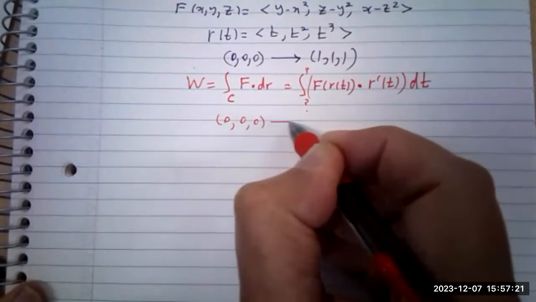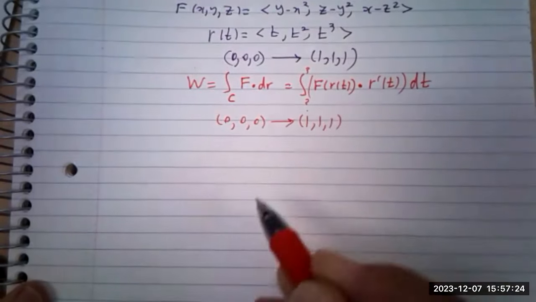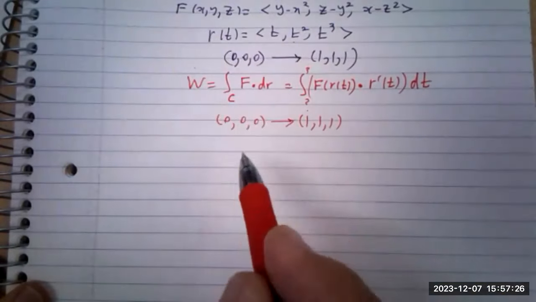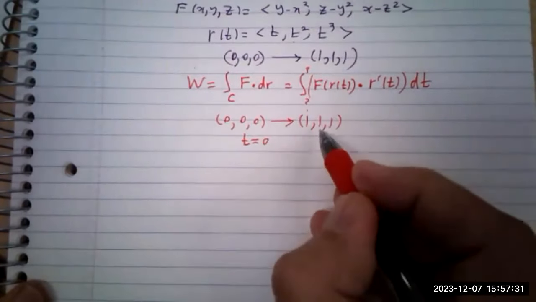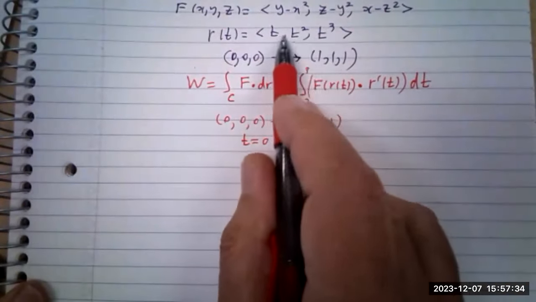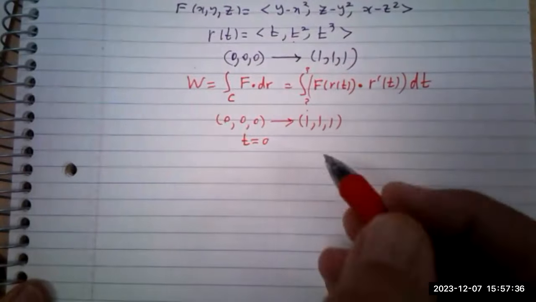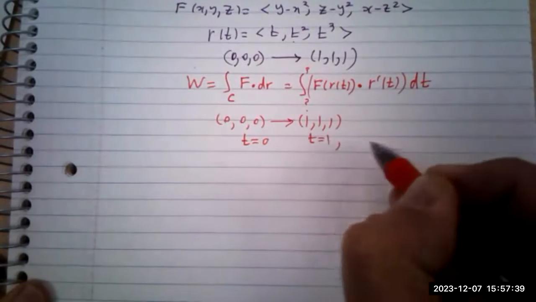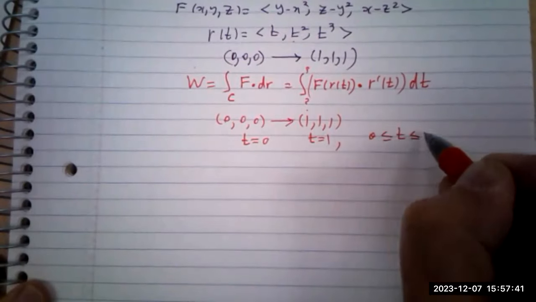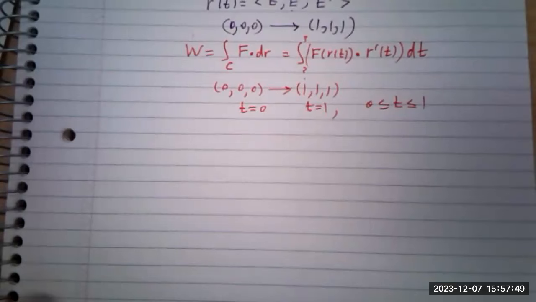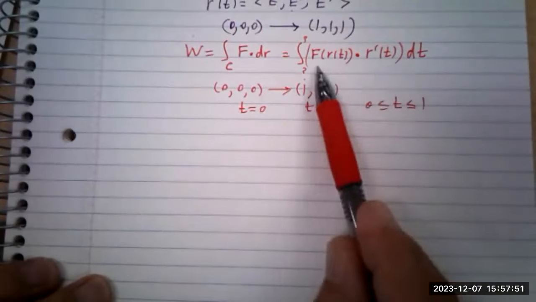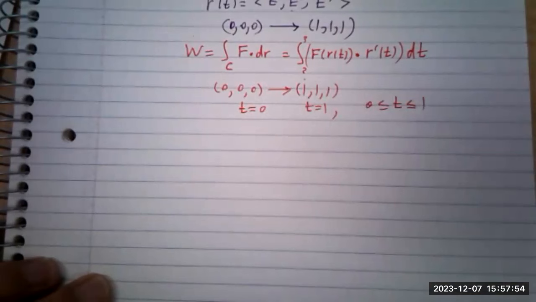See, 0, 0, 0, up to 1, 1, 1. If you compare it over here, the initial point happened at t equal to 0. And the end point, you see this is the equation, replace t by what to get 1, 1, 1? So your t would be between 0 and 1. This is the way you identify the limits, because you integrate with respect to t. Any question? Now from this, start differentiating, finding everything, come back and integrate, and you're done.